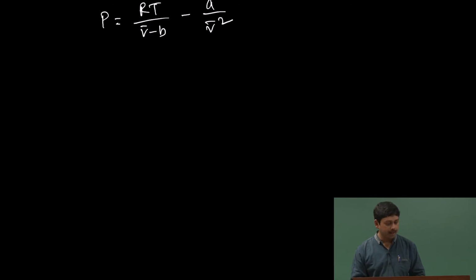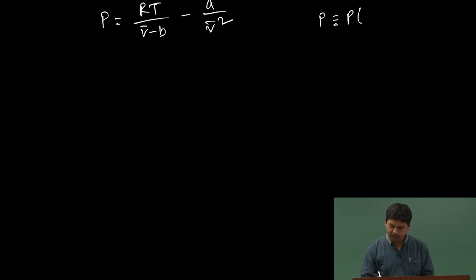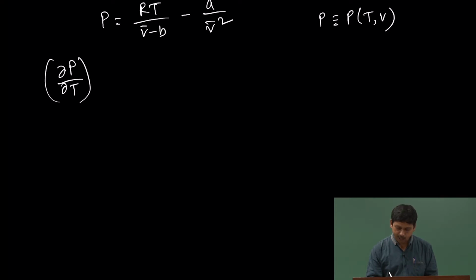So, we are going to just solve for one particular system, P equals RT by V minus b, minus a by V bar square. Now, here P is a function of T and V, right. So, we can first differentiate with respect to T at a constant V, what you are going to get? R by V minus b, right.